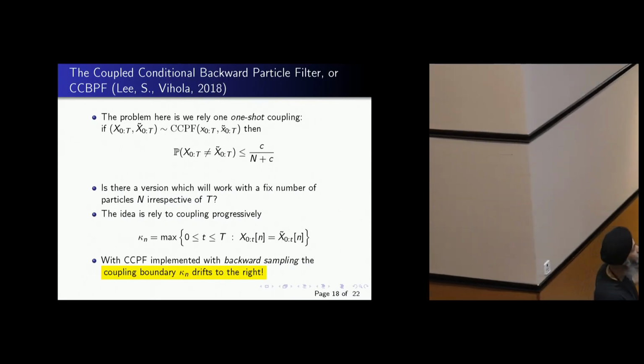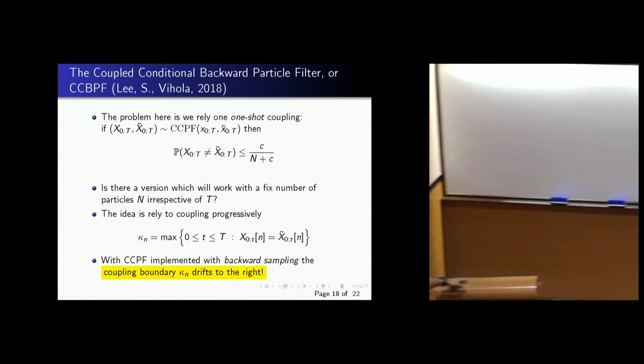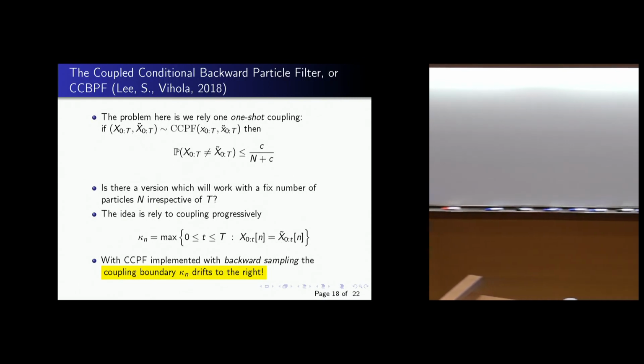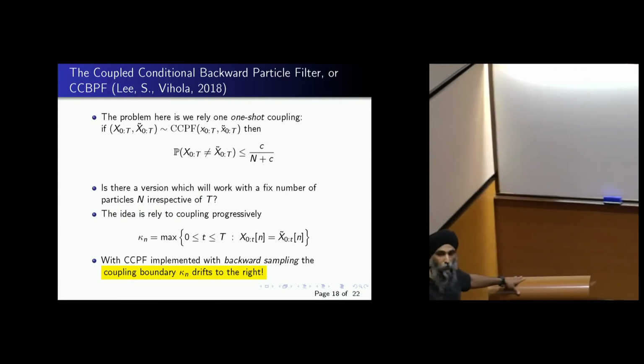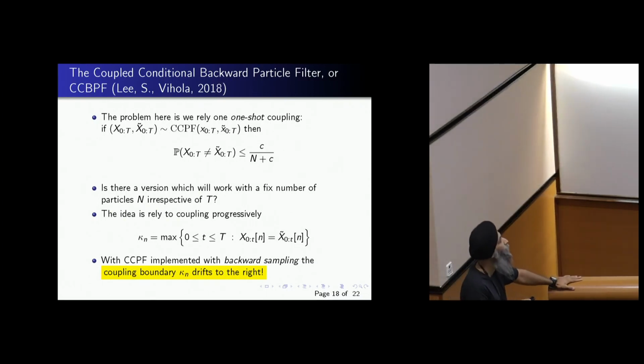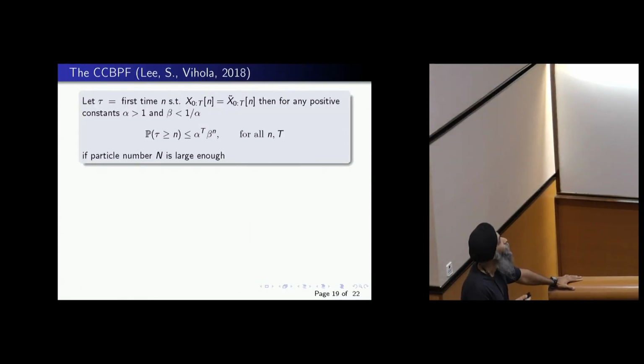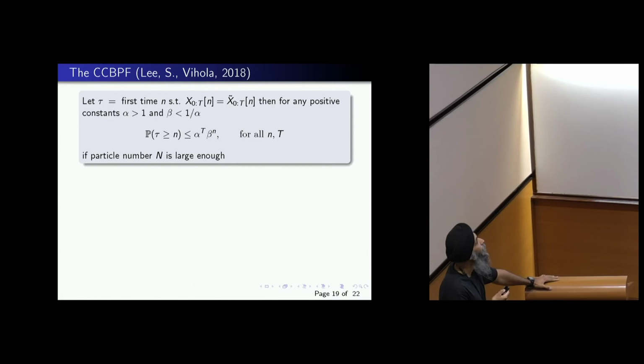These 2 trajectories couple sequentially, okay, progressively. Every application of the coupled particle filter or conditional particle filter makes some progress towards complete coupling of the 2 trajectories. So in the same paper with Anthony and Mati, we were able to characterize the distribution of the coupling time, okay? And its tail behavior behaves like this.